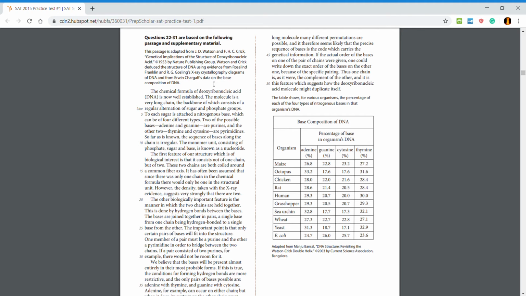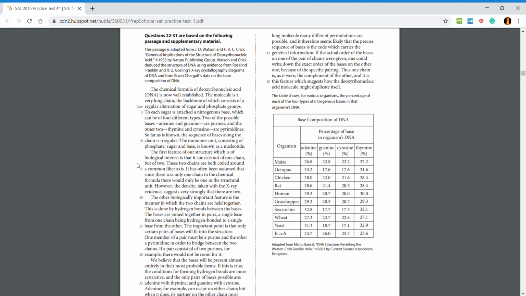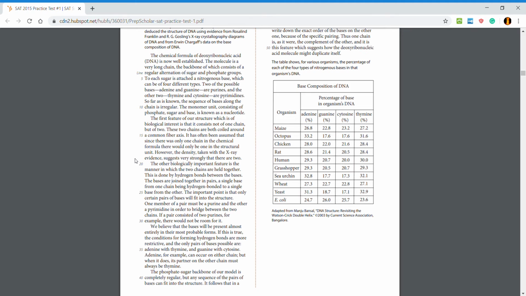The first feature of our structure, which is of biological interest, is that it consists of not one chain, but of 2. These 2 chains are both coiled around a common fiber axis. It has often been assumed that since there is only one chain in the chemical formula, there will only be one in the structural unit. However, the density, taken with X-ray evidence, suggests very strongly that there are 2. The other biologically important feature is the manner in which the 2 chains are held together. This is done by hydrogen bonds between the bases.